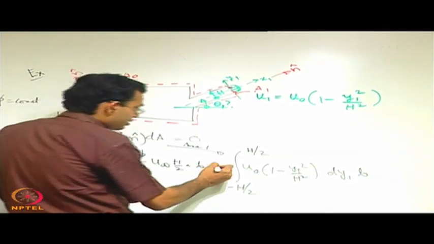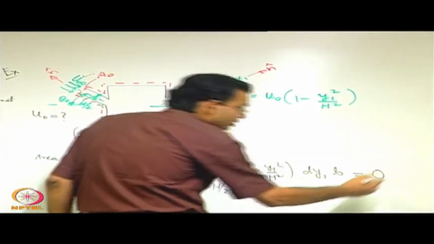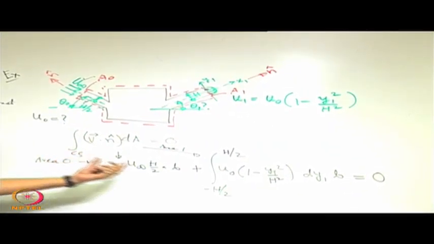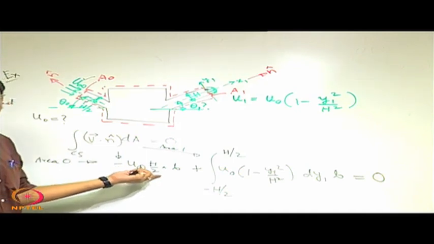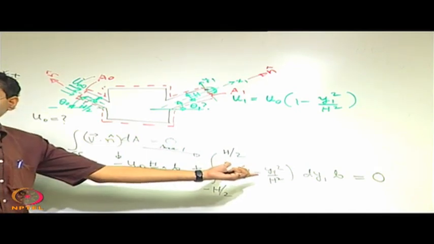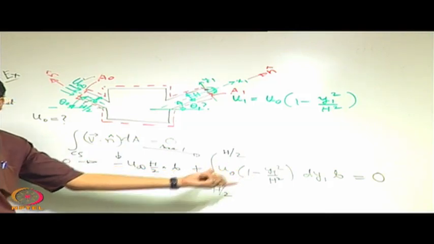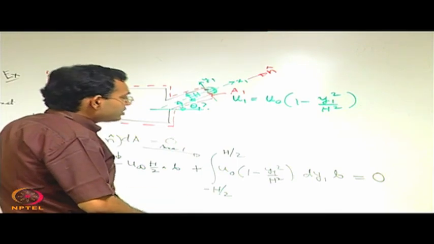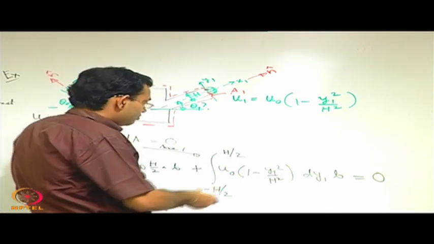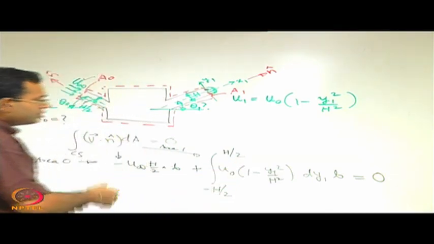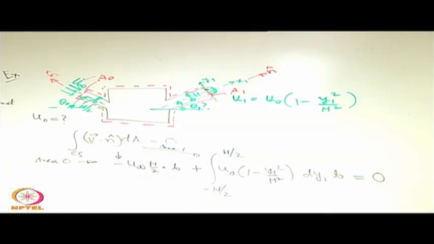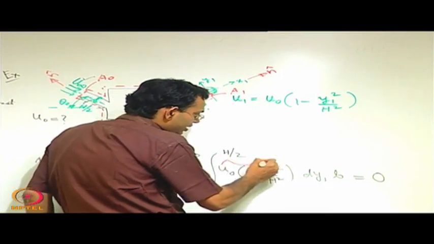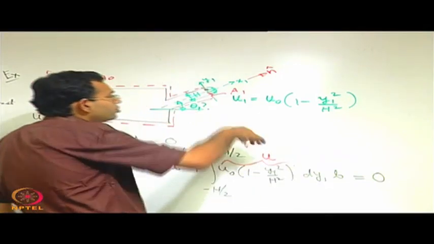So, sum of these two should be equal to 0. Clearly from the minus sign of the first term you can make out that it is inflow, and the plus sign of the second term means that it is outflow, and it is possible to complete this integration in a very simple way. We are not going into that, just to save some time, but the important thing is that this is the variation of u over the section.